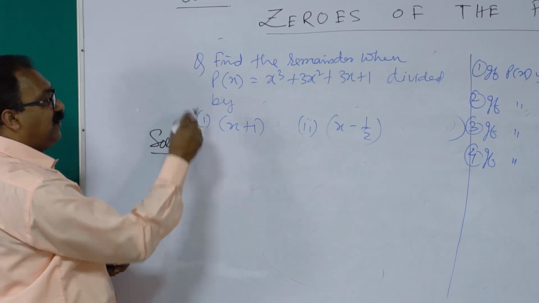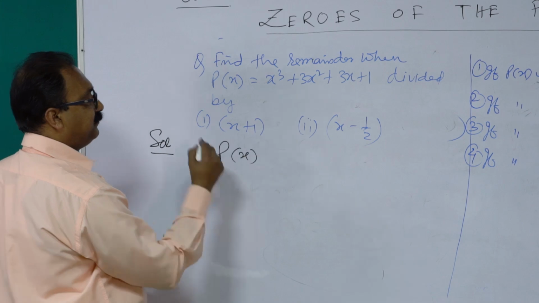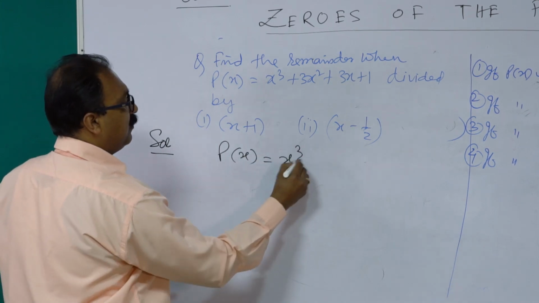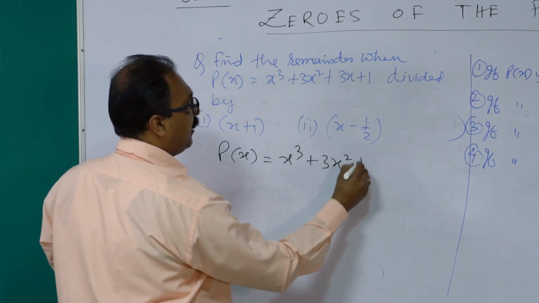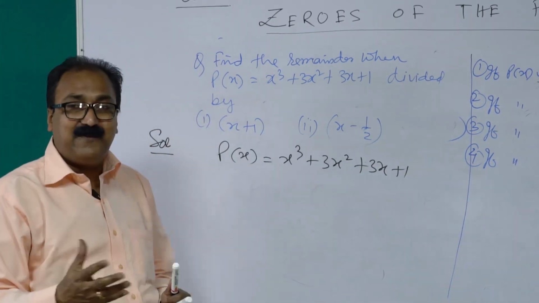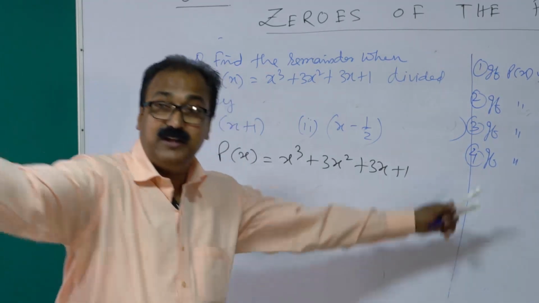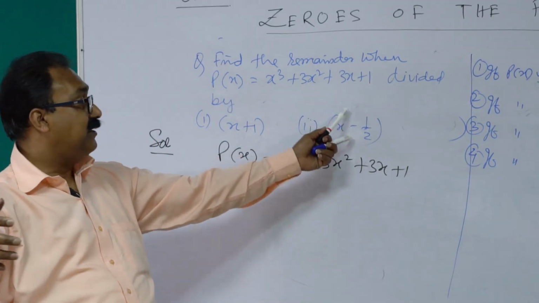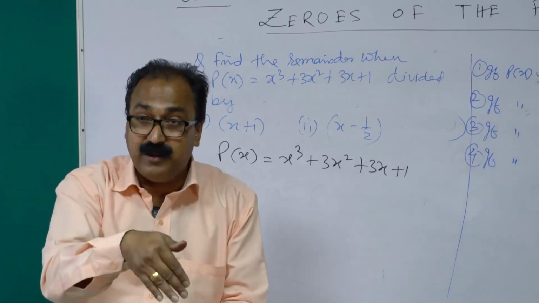So easily you can find it out. Now what is your p of x? x cube plus 3x square plus 3x plus 1. The remainder theorem helps us to come out of the long division. We did long division with this one. That is no need if you know the remainder theorem.